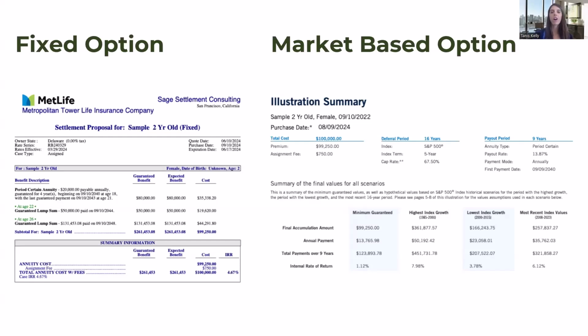This is very common in a case where you have a minor who doesn't need the money until they're an adult, and you have a family that wants to pace their receipt of the funds. This second option is a market-based option, and this is a newer development in the structured settlement world and space.